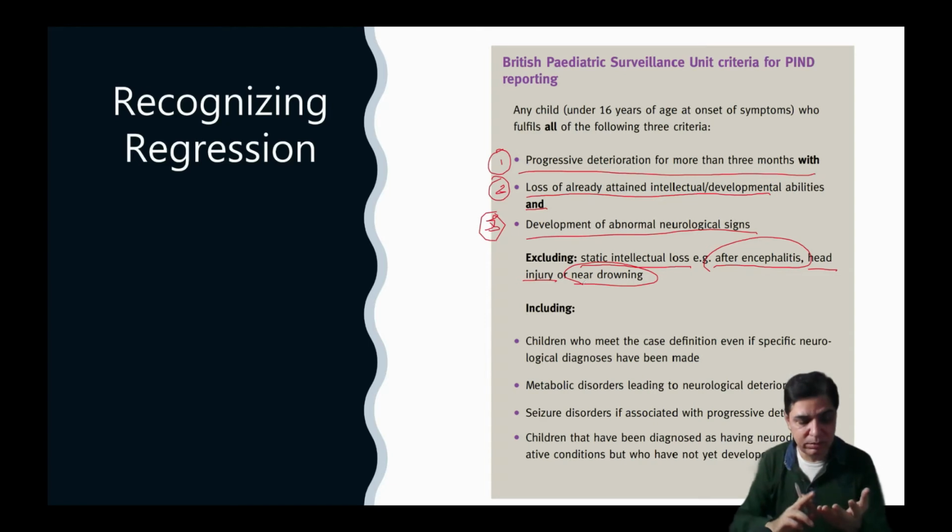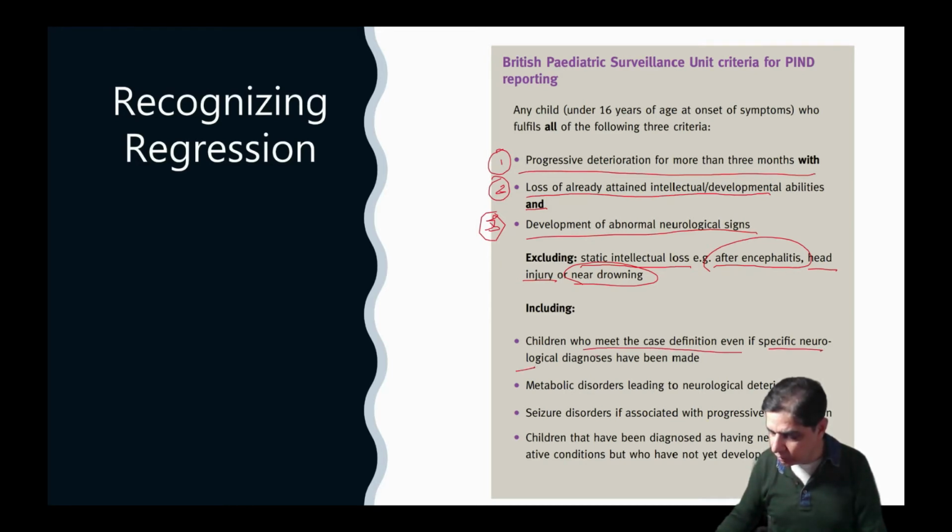So once you've excluded these things, and somebody has got a history of loss of previously acquired milestones for more than 3 months, and he's got abnormal neurological signs, yes, that needs to be further worked up. And this includes children who meet this case definition even if specific neurological diagnoses have been made. So if somebody has been considered to be a CP child, but he's fulfilling this criteria, he needs to be further worked up to see what is actually going on, because that CP was most probably a mislabel.